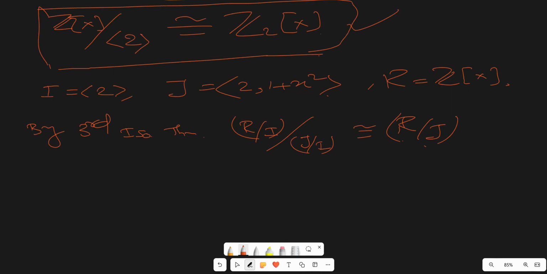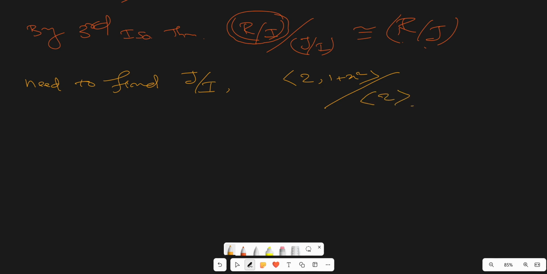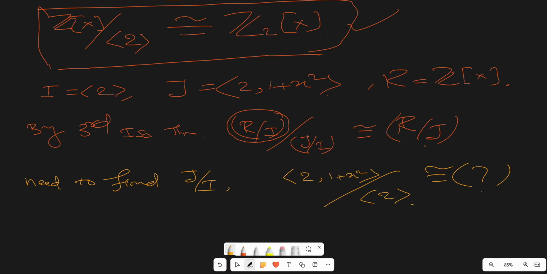Okay, so what we have is R mod I. See, this is R and this is I. You have R mod I. You need to find J mod I. J mod I means you need to find the ideal generated by 2(1 plus x^2) in your quotient, and I is the ideal generated by 2. What will this be isomorphic to? It will be isomorphic to something, right? So you need to find J mod I. So again the same process, you need a kernel, right? So you need a map here like that.